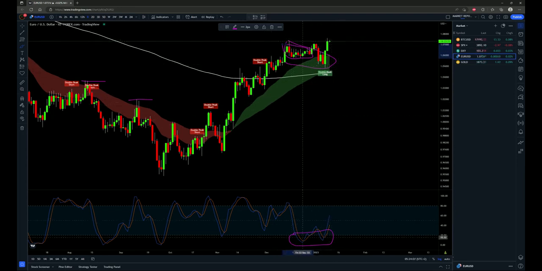And at the same time that we got this full reset, we also had a hidden bullish divergence. So we had price making a higher low, but at the same time, stochastic RSI making a lower low. So hidden bullish divergence over the 200 EMA and a pullback into the rejection zone indicator.